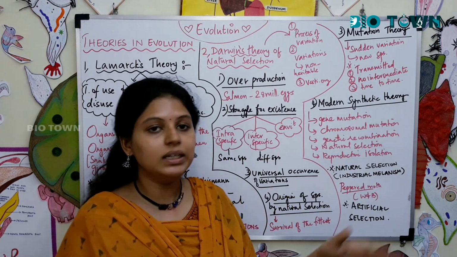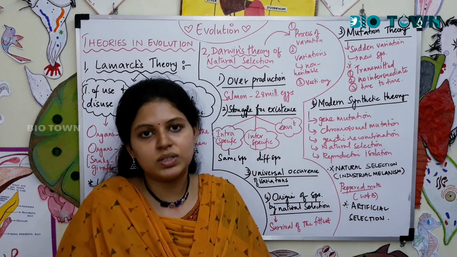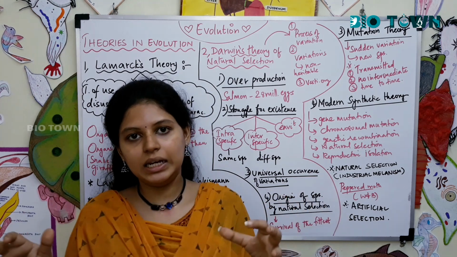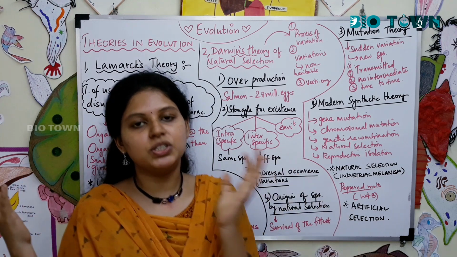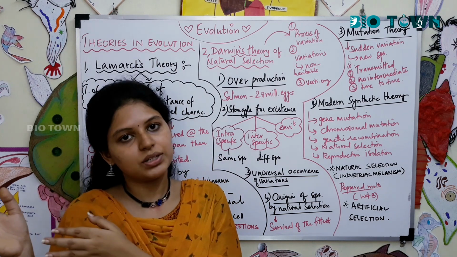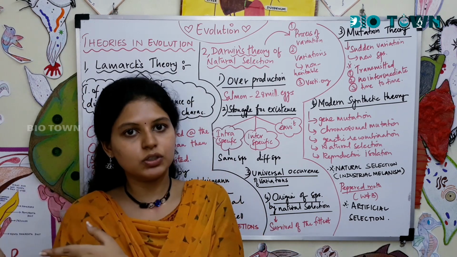Next is the no intermediate, which he means to say that there is no intermediate for this mutation. For example, when there is a tail in a particular species and the other species has been mutated with a shorter tail, that's a complete mutation, where from a longer tail it's the shorter tail.